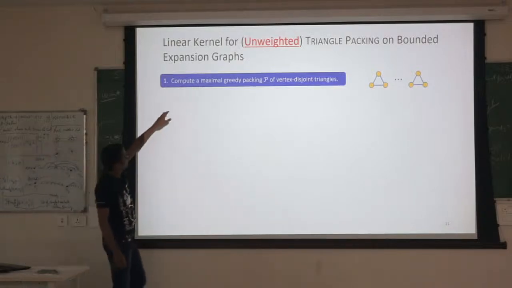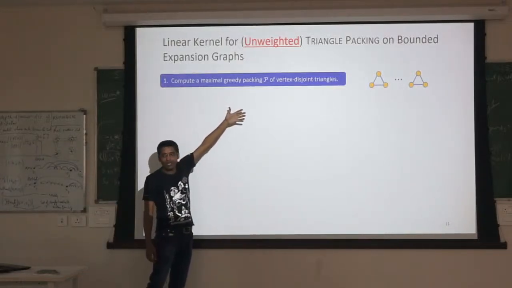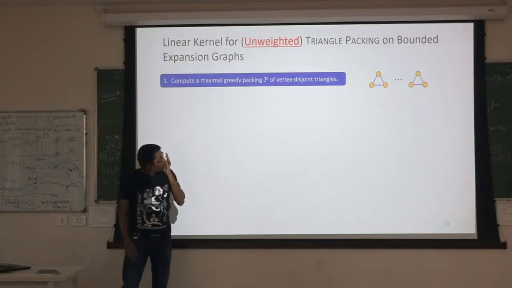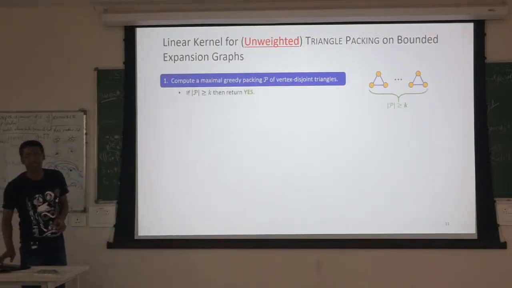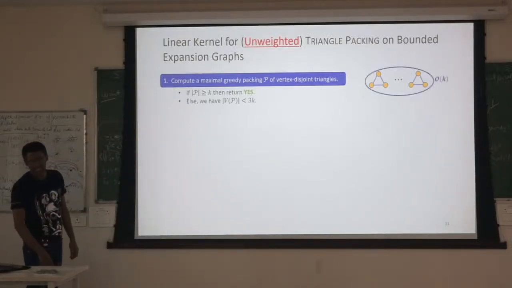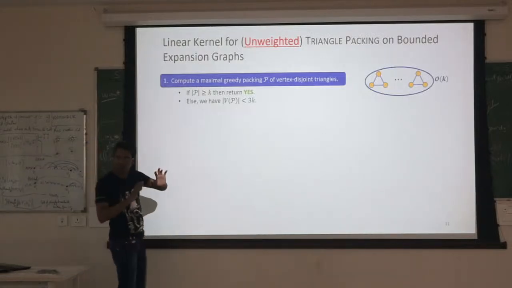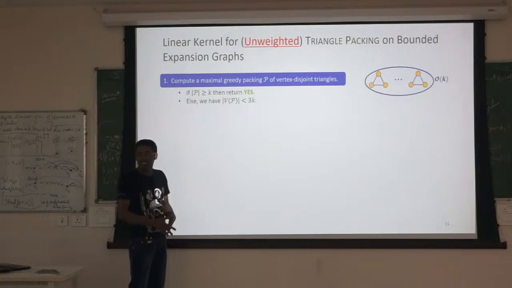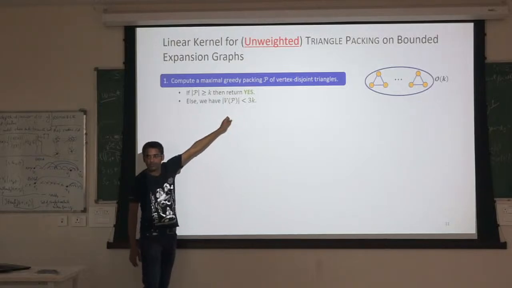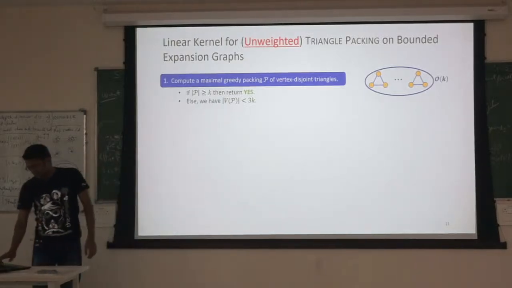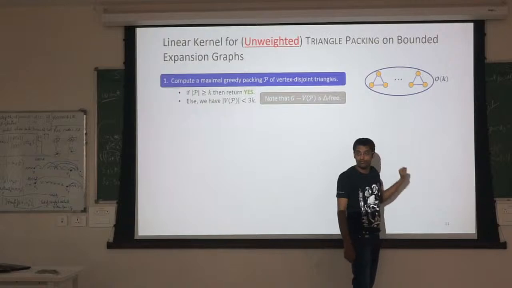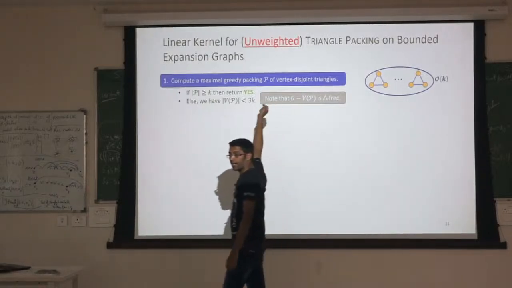What we do first is compute a maximal greedy packing of vertex disjoint triangles. Just pick a triangle in the graph, remove it from the graph, and look again. If this packing is large, you are already done. So now assume that this packing is small. Then you have this nice property, used in mostly all the packing kinds of problems in kernelization: this set is bounded by 3k. And what you know other than that is that the graph outside of this set is triangle free, because it is a greedy maximal packing. Otherwise you would have added that triangle into the set.